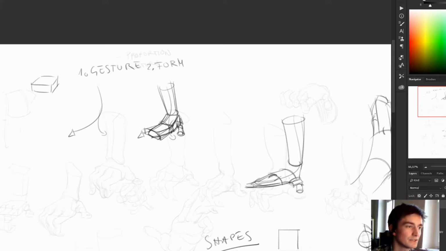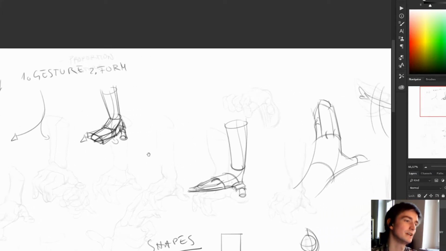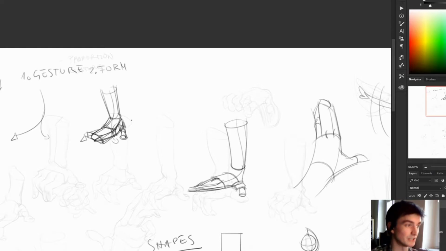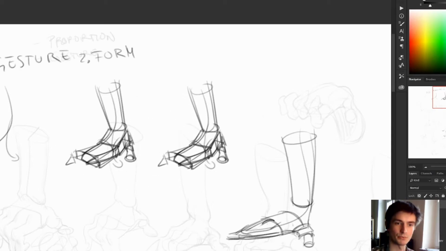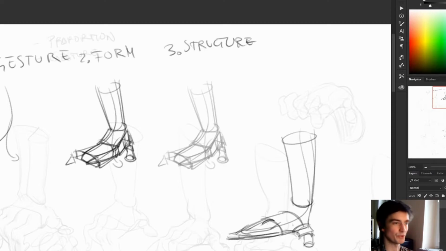So we use this, and this is our form, and then we can take our form and make this maybe a bit more see-through. And then we talk about our structure. And that's when we actually get into the nitty-gritty of what is a hand.